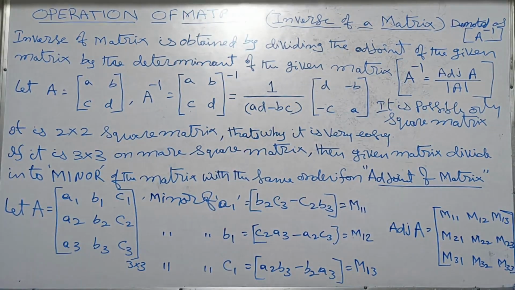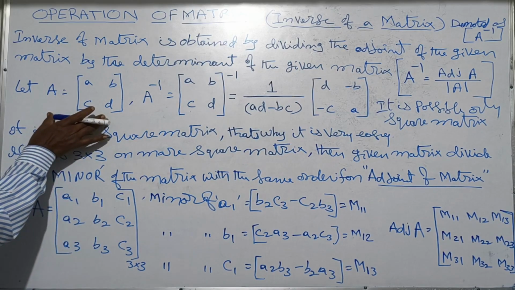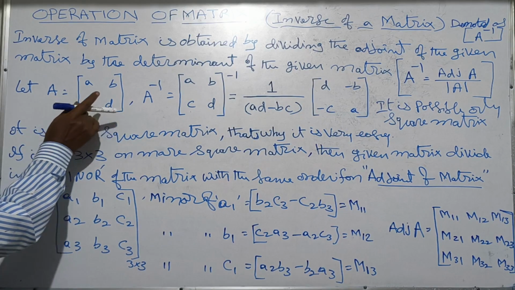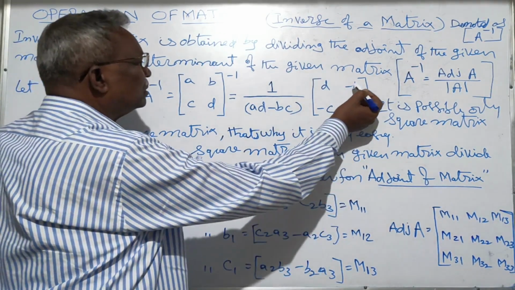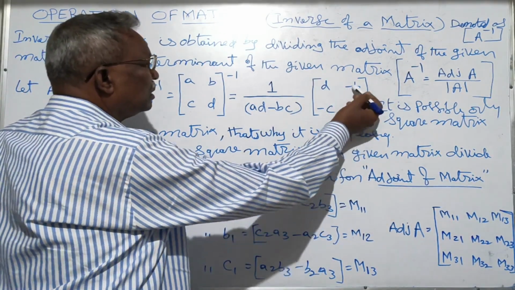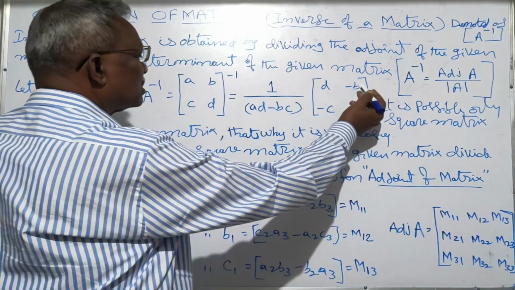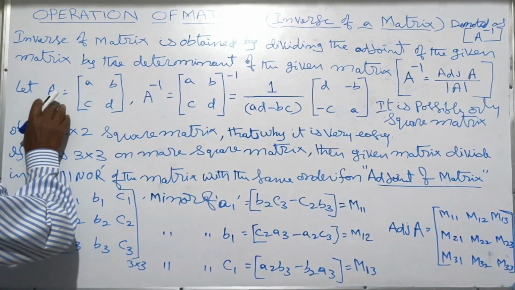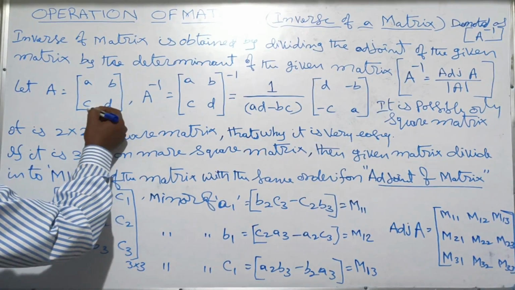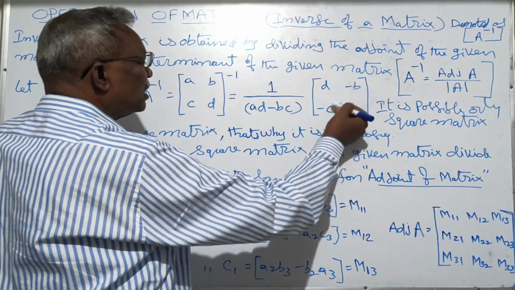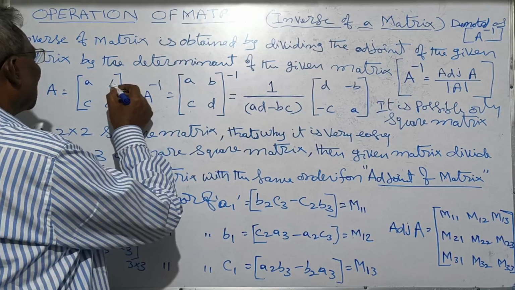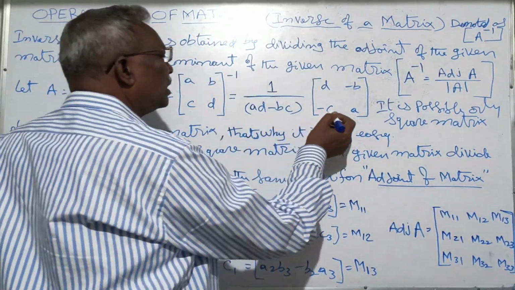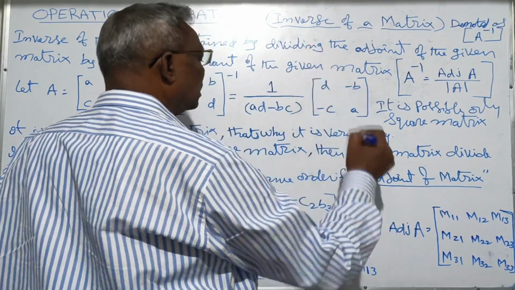Next, number 2, in the given A matrix, the other diagonal signs are changed in the adjoint matrix. Reversed means here it is plus B plus C. Here it is minus B minus C.